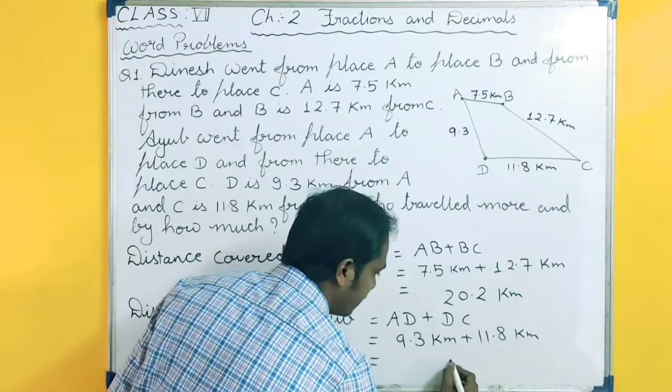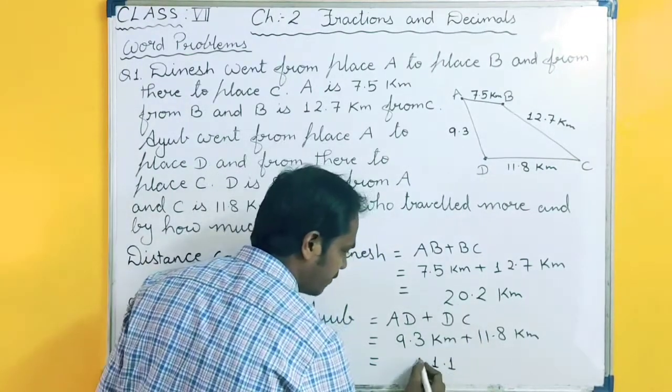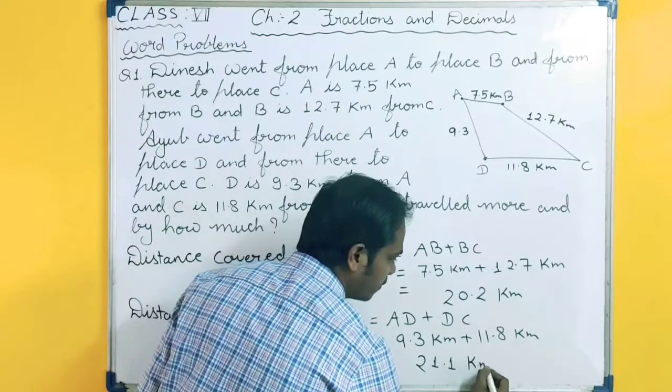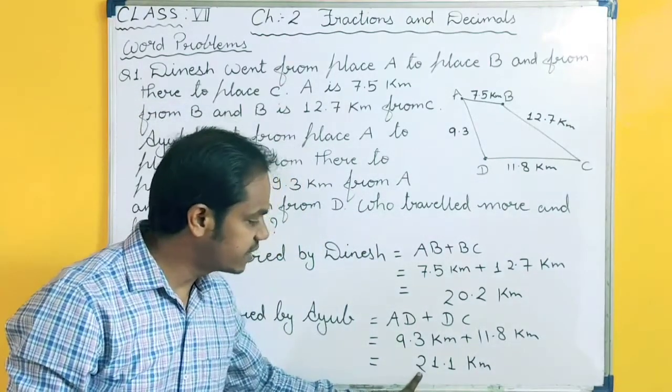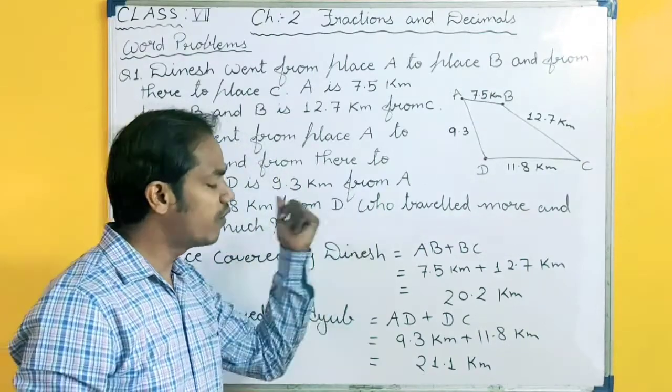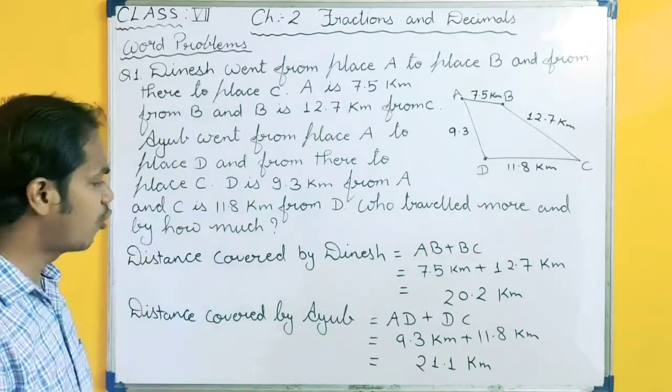8 plus 3, 11. Carry 1. 9, 10, 11. Again carry 1. So 21.1 kilometer. Okay, so this is the distance covered by Ayub. Now one more question is asked. Who travelled more and by how much?